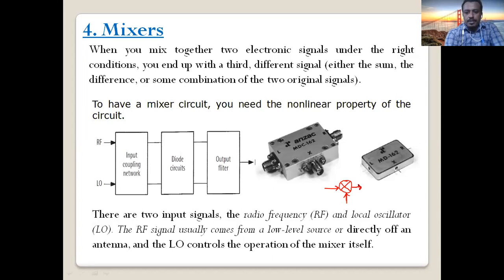So as you can see on the electrical symbol, a mixer is a device which takes two signals with frequency, let's say F1 and F2, as input. So it takes two frequencies, mixes these signals at the right condition, and produces a new signal with a different frequency. We call it a mixer or frequency translator generally.